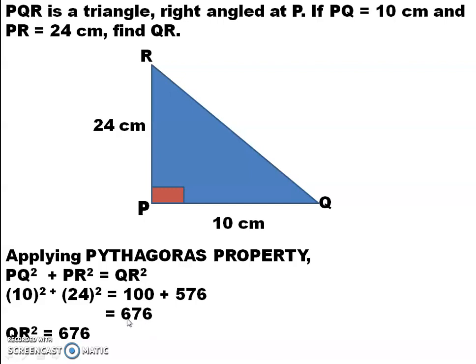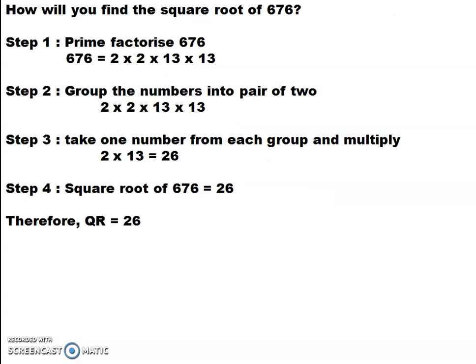What does it mean? That is, when you multiply a particular number 2 times, you are getting 676. So how will you find that number? Let's see. How will you find the square root of 676? Step 1. Prime factorize 676.